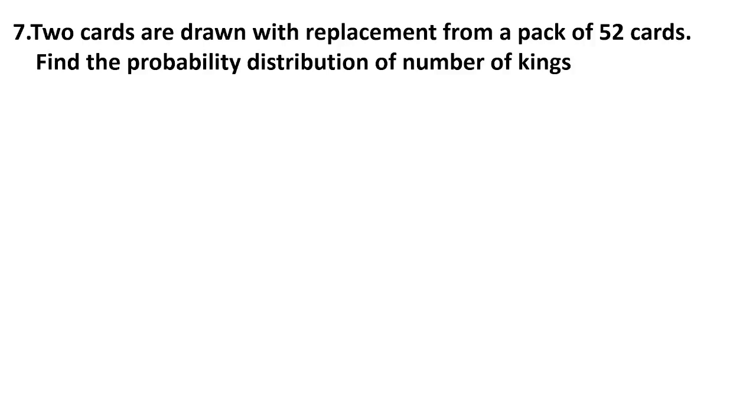Good. Two cards are drawn with replacement. Please note very carefully, with replacement, from a pack of 52 cards. Find the probability distribution of the number of kings. Please be careful with the words with replacement and without replacement. Without replacement means it's a normal problem of drawing two cards. With replacement, it is a problem of drawing one card each in two experiments.